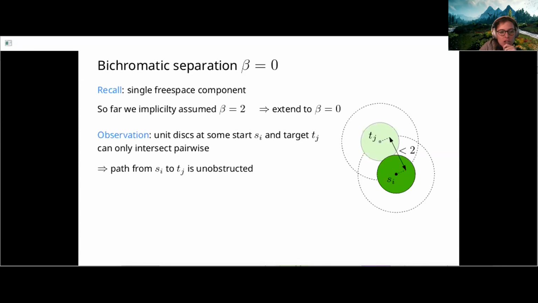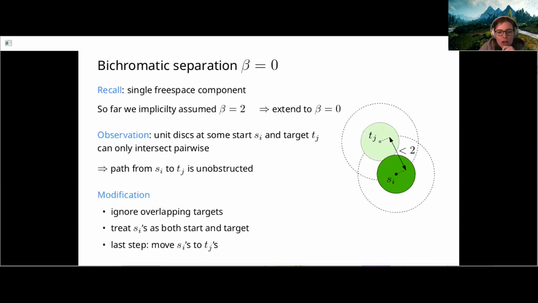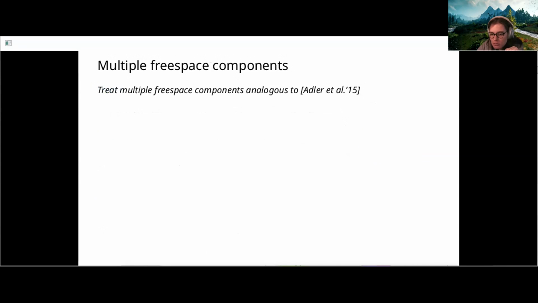And in this case, we're just going to ignore that there exists this target position Tj. We're going to treat Si as at the same time the start and the target position. And then all the way at the end of the algorithm, we'll remember that Tj existed and we'll move the robot from Si to Tj. So that's not a difficult extension.